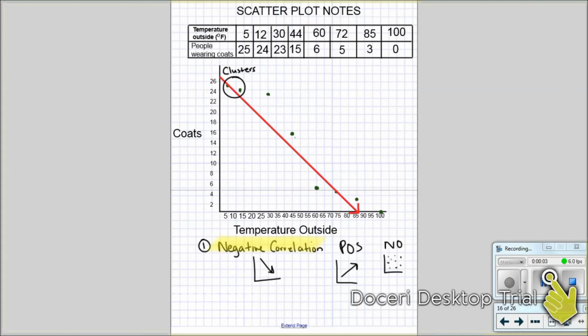Okay, so let's talk about this. Looking at my graph, really the only one I would maybe consider is this point right here, which was 30 degrees outside and 23 people still wearing coats. But if we think about it in the course of our information, our temperature is getting higher, 5, 12, 30, and our people wearing coats is still going down, so it does fit our information, but it's still kind of off our graph a little bit, or off our trend line a little bit. So let's circle that. We're going to call that an outlier.